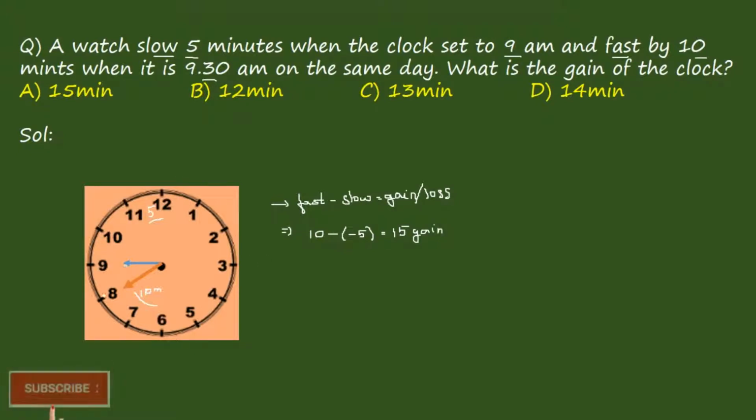Generally, from 9 to 9:30, it should be covering only 30 minutes, right? But it is covering 5 minutes plus 10 minutes extra. So 15 minutes extra has been covered. So gain is also 15 minutes only. So the answer is not option A.